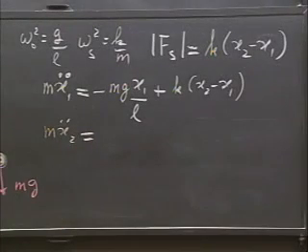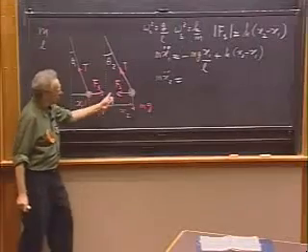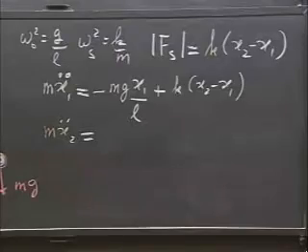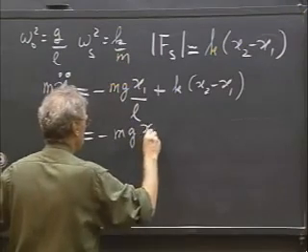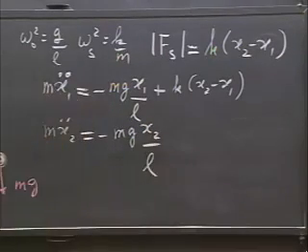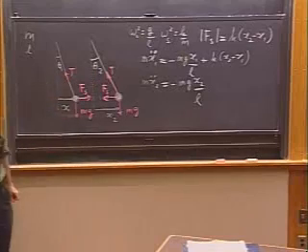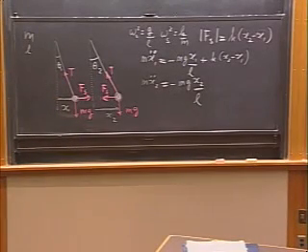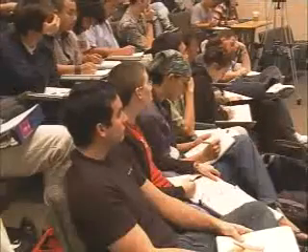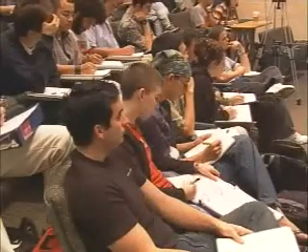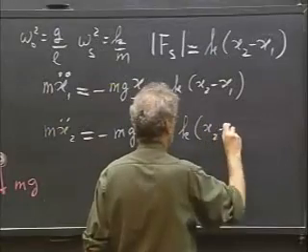it has again the restoring force due to the pendulum, which is minus mg x2 divided by L, because it's the sine of theta 2 now that comes in. And now it has the spring force, which now has a negative sign. And so now we get minus k times x2 minus x1.